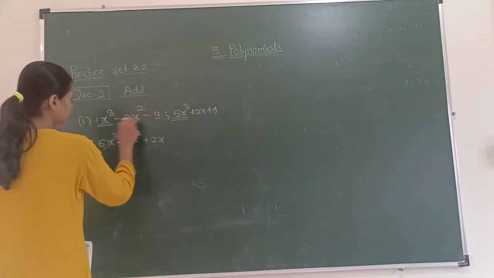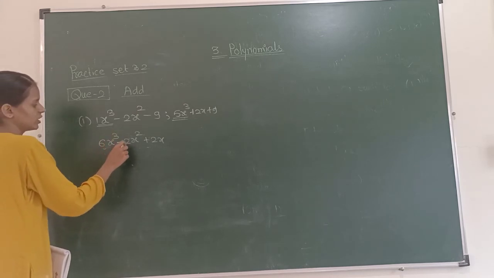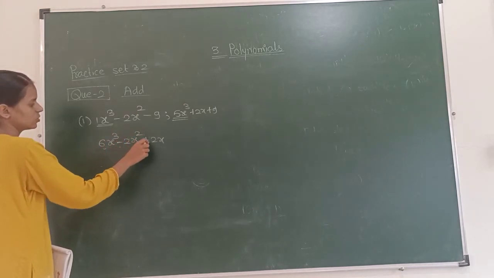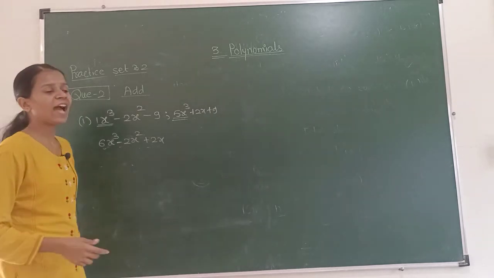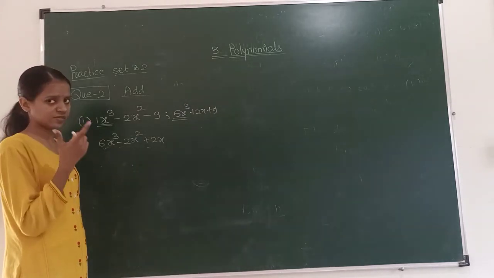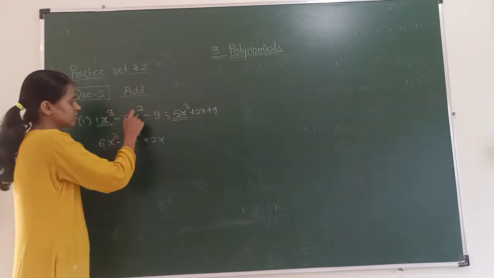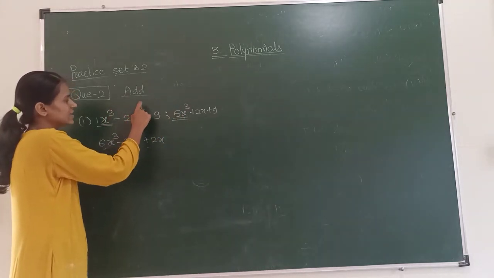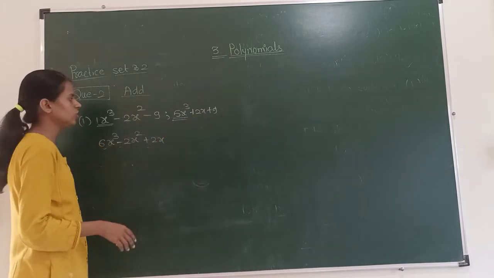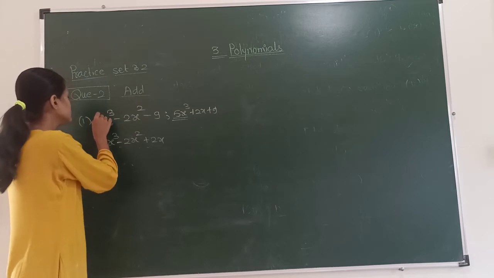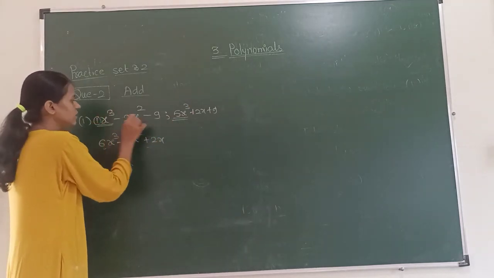So the addition of these 2 polynomials is 6x raised to 3 minus 2x raised to 2 plus 2x. Why is this? If we are adding, we have to add the like terms. x raised to 3 and x raised to 3 are the like terms. Do you see an x square term anywhere in the second polynomial? No, there is no term like that. So 1x raised to 3 and 5x raised to 3, we are just adding the coefficients.